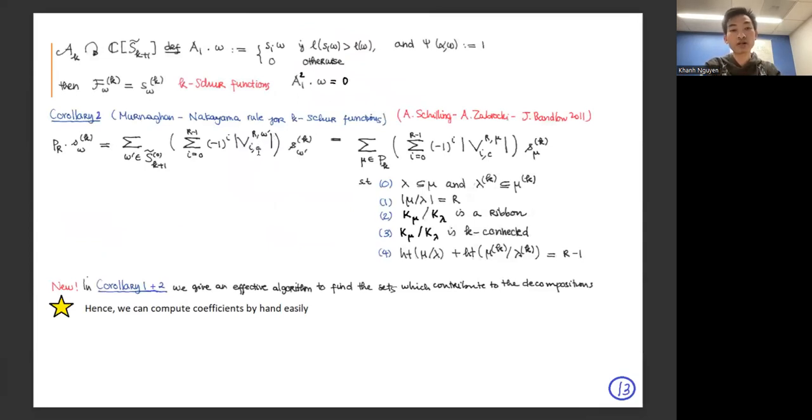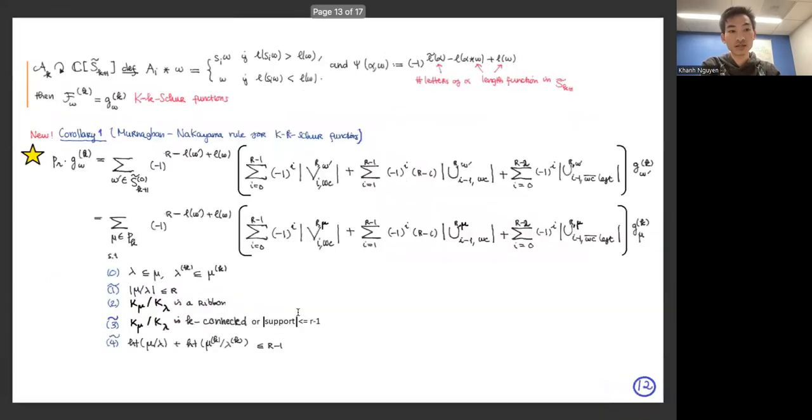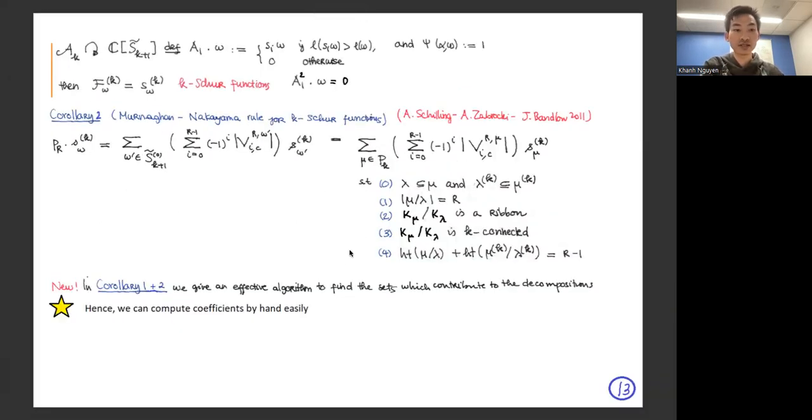So that's why you have to replace the weakly connected condition by the connected condition. And then you can obtain a simpler formula for the k-Schur function in terms of partitions. And the result here was already done by Schilling, Zabrocki and Bandlow in 2011. And we also find an effective algorithm to find the set of words which contribute to the decomposition, in each case, for the k-k-Schur function and the k-Schur function. And then we can compute the coefficient easily by hand.